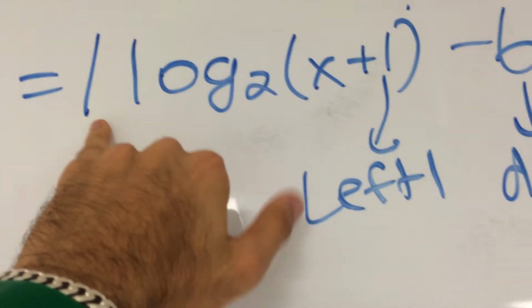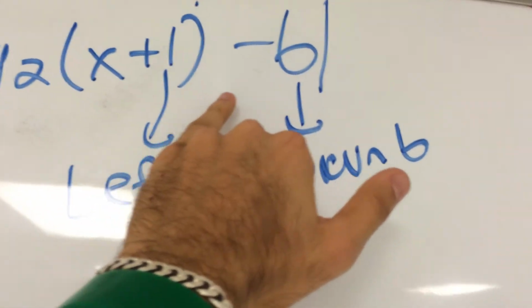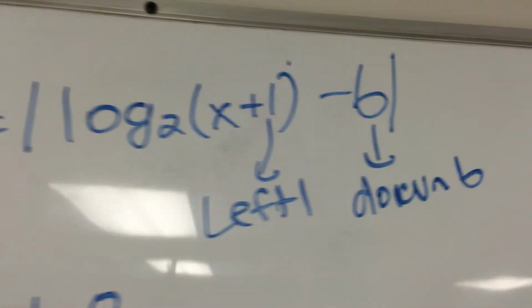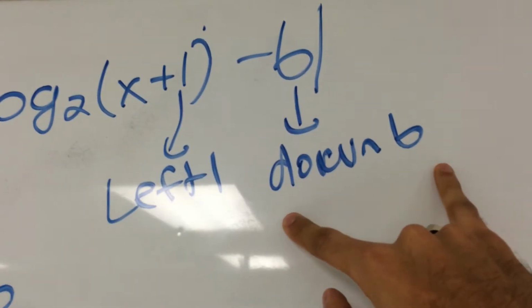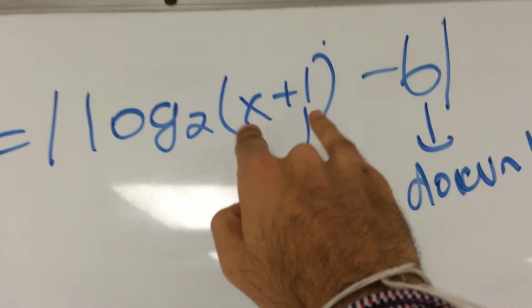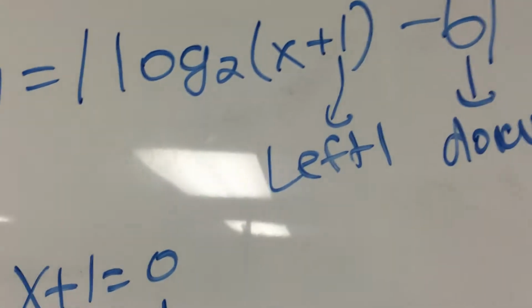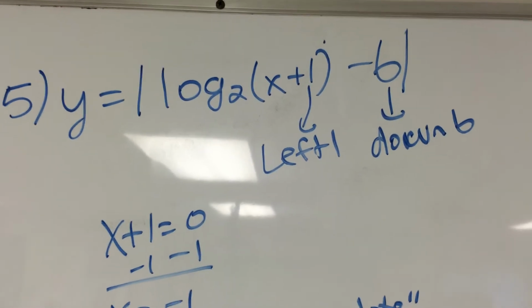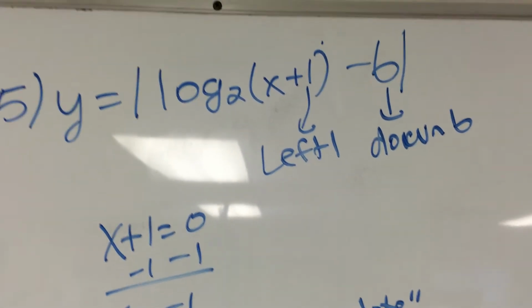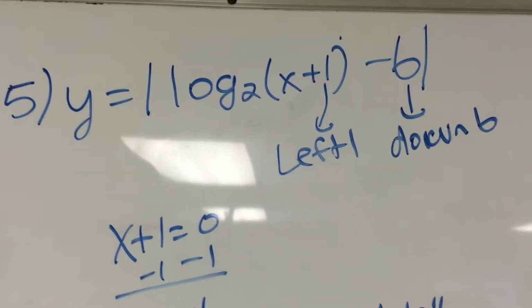y equals absolute value log base 2 of x plus 1 minus 6, close the absolute value. First thing they want us to do is describe the transformations done. The minus 6 tells us to go down by 6. The plus 1, this is inside the argument, so we're going left by 1. And the absolute value bars, of course, make all the y values positive.